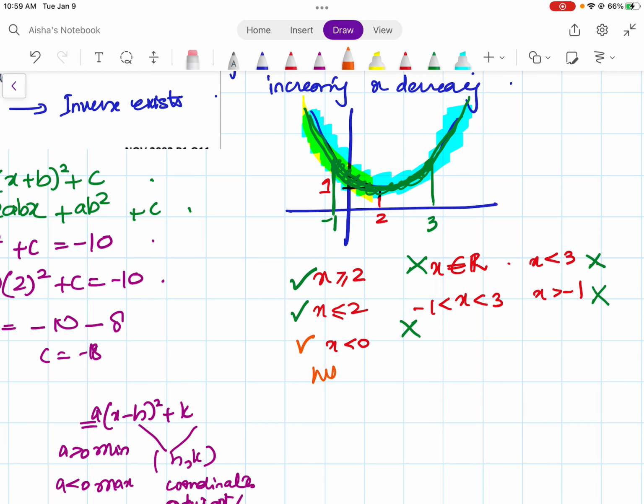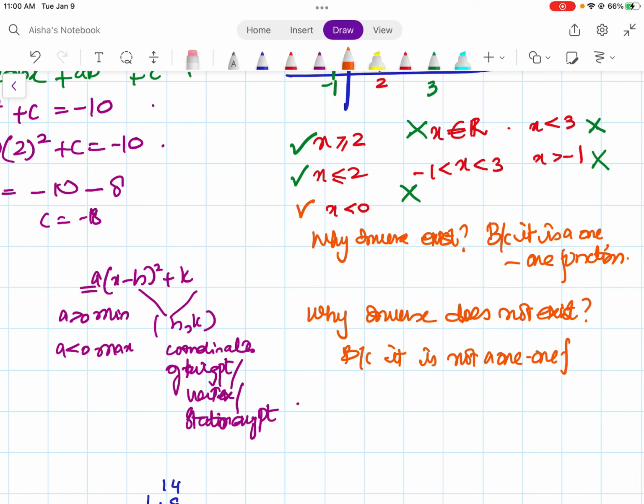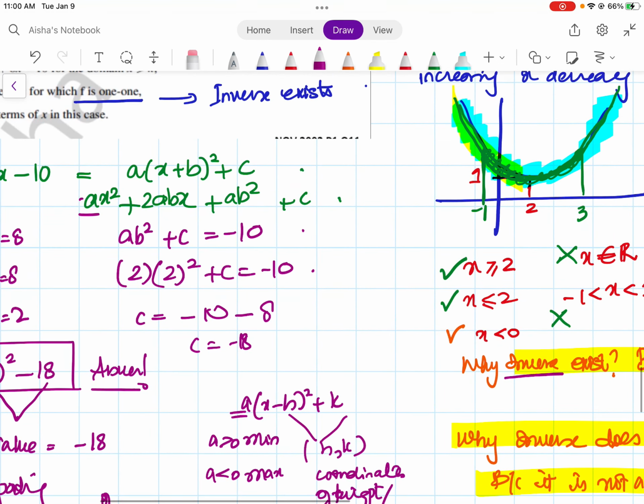Why does the inverse exist? Because it is a one-to-one function. This is what you write as the reason. The inverse does not exist because it is not a one-to-one function. Very simple. Okay? These are the reasons that you state when they ask you to state it. So 1 to 1 or inverse means they're synonyms, like the same thing.